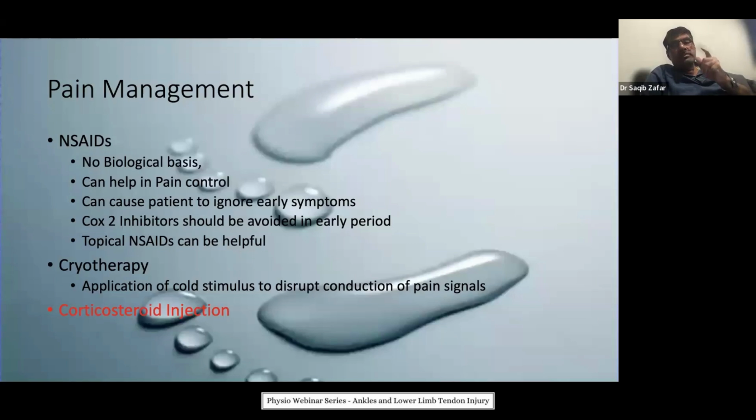The steroids themselves are a cause of tendinopathy, and a steroid injection in a tendon which is already failing will inhibit the healing response. So please do not forget that there's a good inflammation and there's a bad inflammation. Inflammation is required for healing.